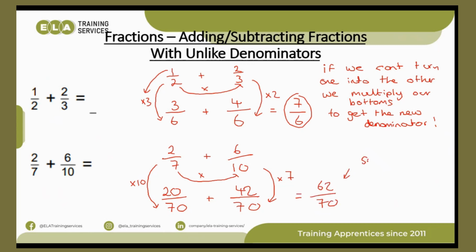We simplify to 31 over 35. We divide by 2. That is how we add our unlike denominators.